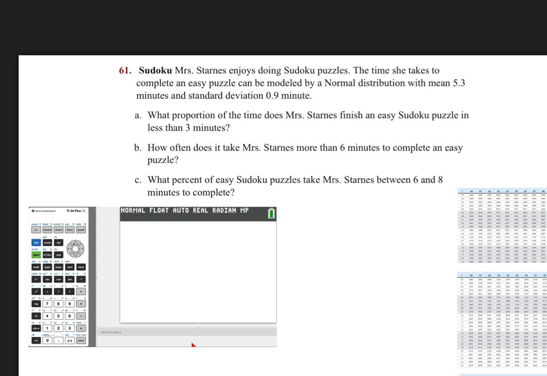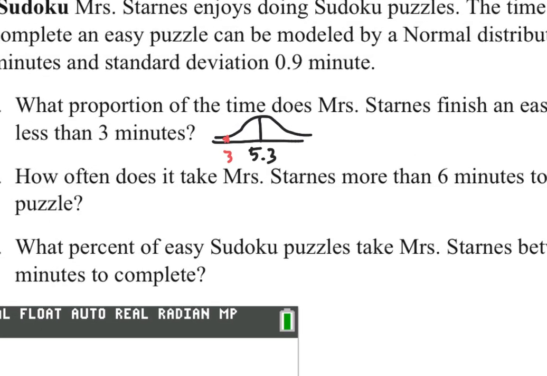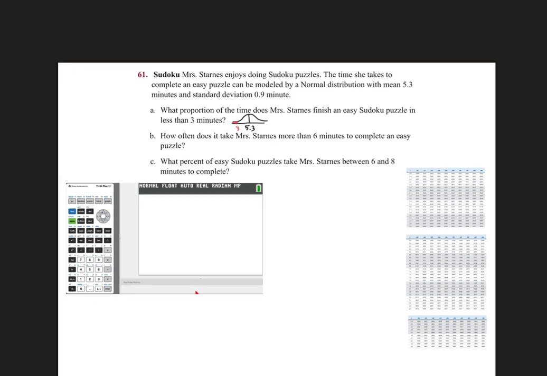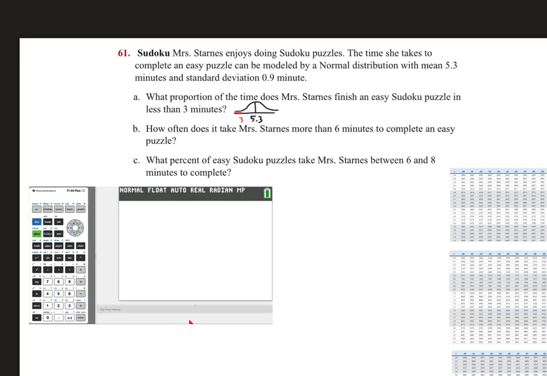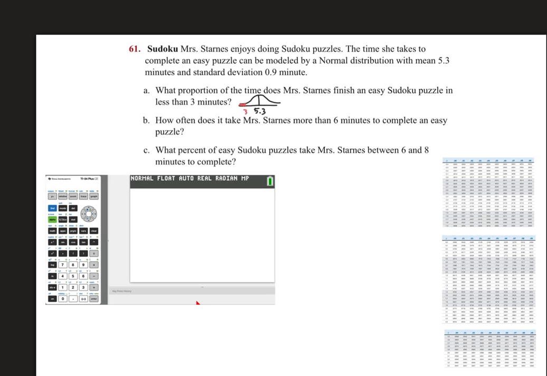Okay, so we'll just do a little sketch here. So her mean is 5.3. Okay, standard deviation is 0.9. So less than 3 is going to be pretty far out. So we want that. And I want all this area to the left, less than 3. So it should be a pretty small percentage, I think. Okay, so let's do that in the calculator first.